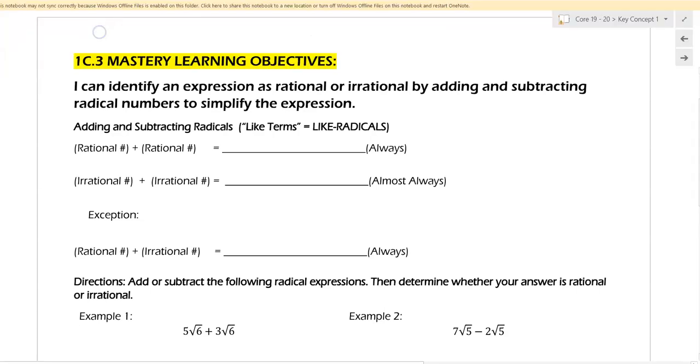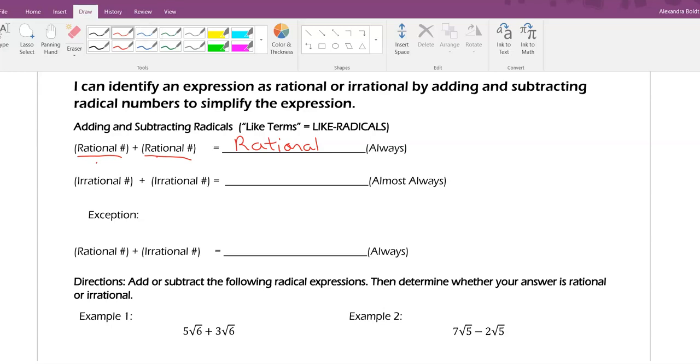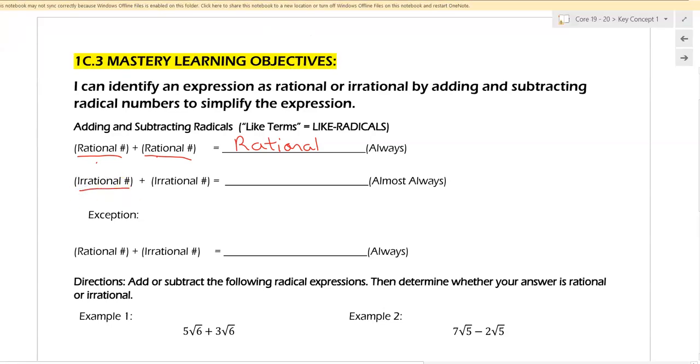Right, we're now looking at target 1C.3, and it says I can identify an expression as rational or irrational by adding and subtracting radical numbers to simplify. Okay? So just some rules that we have: if you're adding two rationals together, you will always get a rational number. If you're adding two irrationals together, you will always get another irrational number, almost.